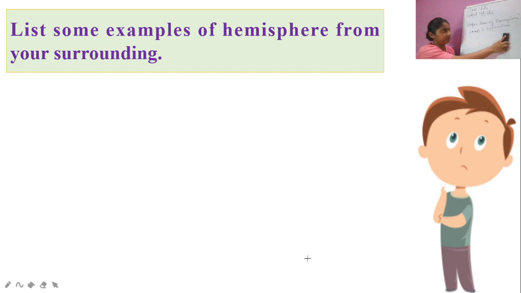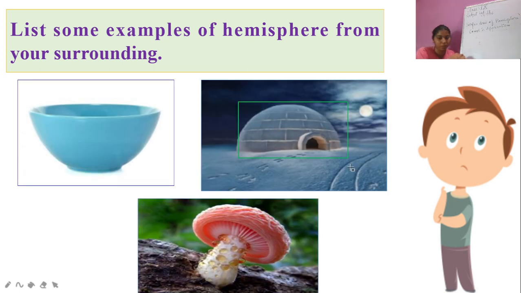Another one, here we can see an igloo, right? There also we can see a hemisphere, which is in this shape. And if we talk about this mushroom, it is also in the shape of a hemisphere. So these are a few examples of a hemisphere. Where do you find them in your surroundings? There are more shapes, students. Okay, so let's come forward.